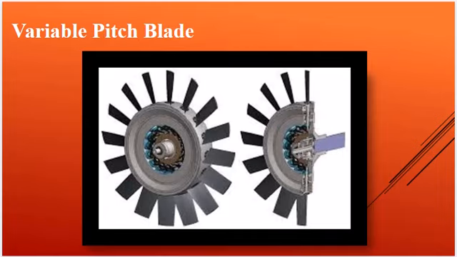Variable pitch blade. A variable pitch blade in fan systems refers to a fan blade design where the angle of the blades can be adjusted during operation. This feature allows the fan to dynamically alter its airflow and pressure characteristics to match varying system demands, making it highly efficient in applications where load conditions change frequently.